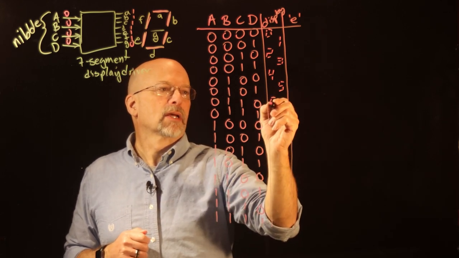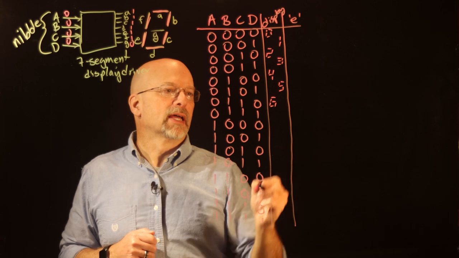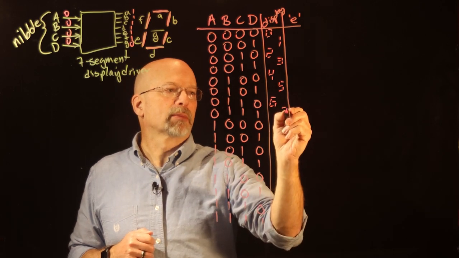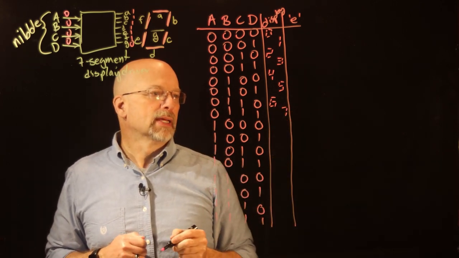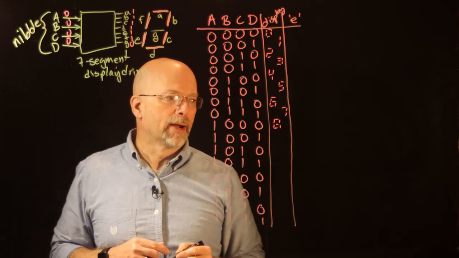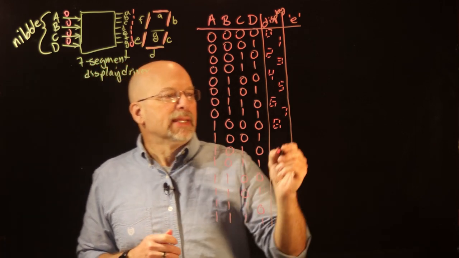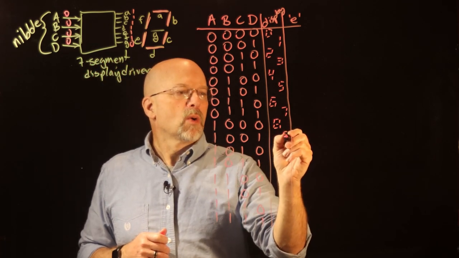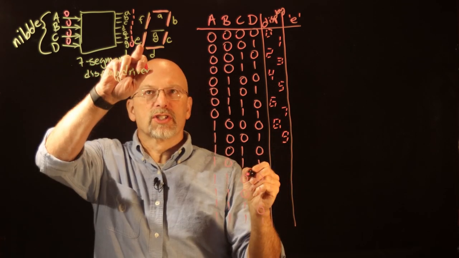Six, we're going to design like that. Seven is going to have the top segment on, and then both right-hand segments on. Eight is going to have all of them on, right? Nine is going to have all of them on except for segment E.